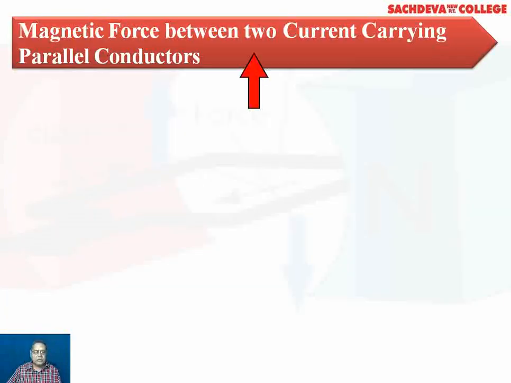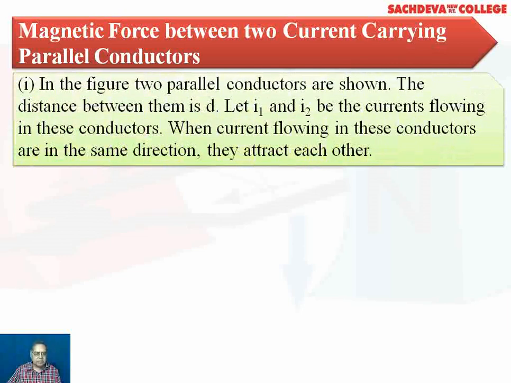Now, magnetic force between two current carrying parallel conductors. Normally, the rule is that whenever two parallel conductors carry current in the same direction, they attract, and if the current is flowing in the opposite direction, they will repel. Now, this is more elaborately indicated like this.